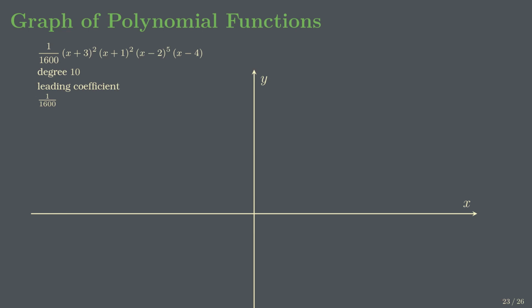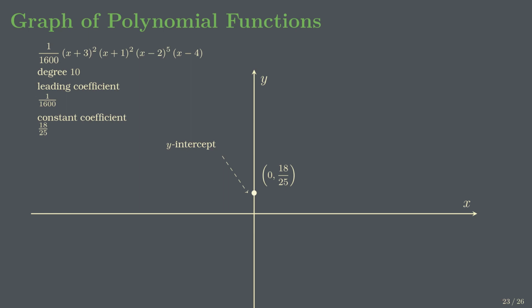And the leading coefficient is the multiplication of this one and the leading coefficient of each of these factors, meaning that the leading coefficient is 1 over 1,600, which is a positive coefficient. All right. And next, you can identify the constant coefficient. That is the product of this one and the constant term of each of these factors. We can easily compute it and get the answer 18 over 25.